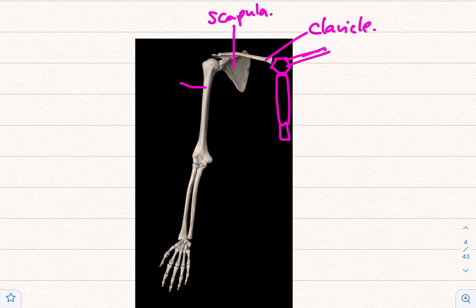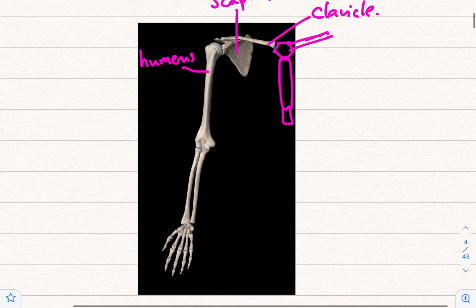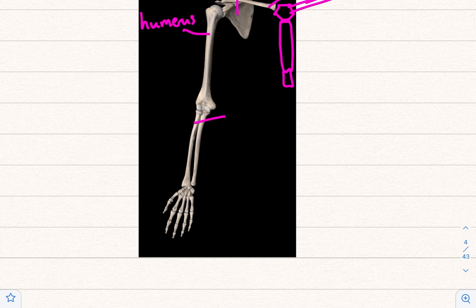Then you've got this bone here, which is called the humerus. Then you've got these two bones. So one of them's going to be the radius, one of them's going to be the ulna. How do you tell the difference? Well, if you're taking the pulse at your wrist, around here, that's called your radial pulse. So that's the side nearer to your thumb. And if this is your thumb, then this one is the radius, which makes the other one the ulna.